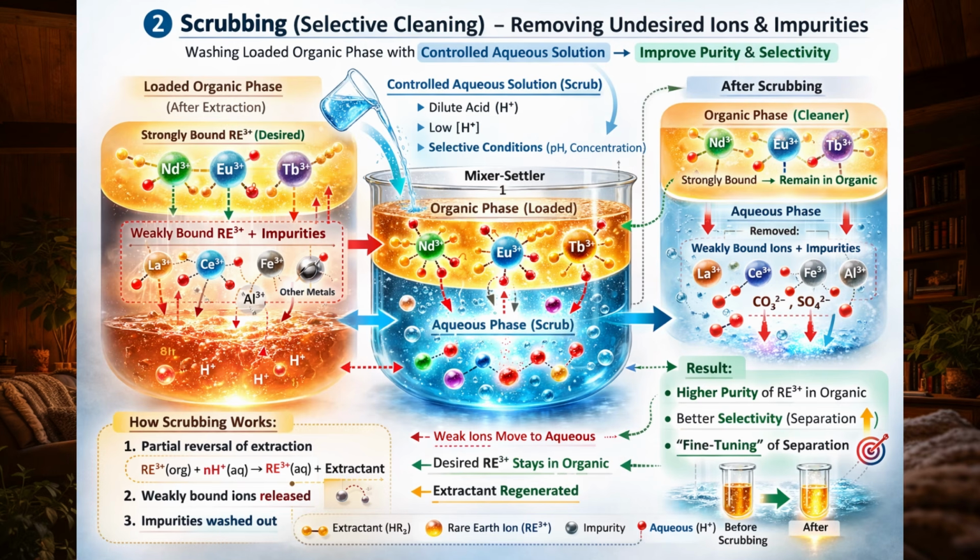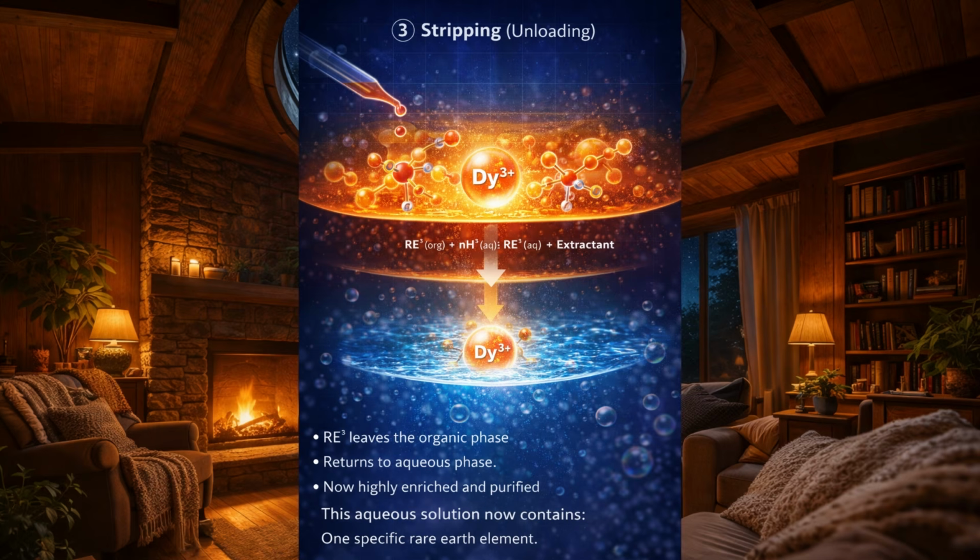In the second stage, we get the loaded organic extractants and we wash them with diluted acid to remove all the unwanted impurities and lighter rare earth elements that were co-extracted, in order for us to achieve a higher purity of our target rare earth element. Then in the third step, we transfer the desired rare earth back to a new clean aqueous solution that contains a stronger acid, a higher concentration of hydrochloric acid for example.